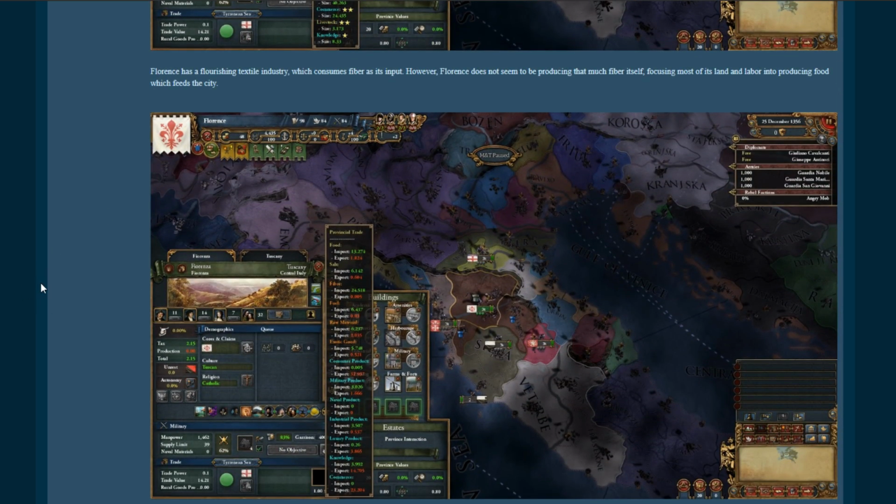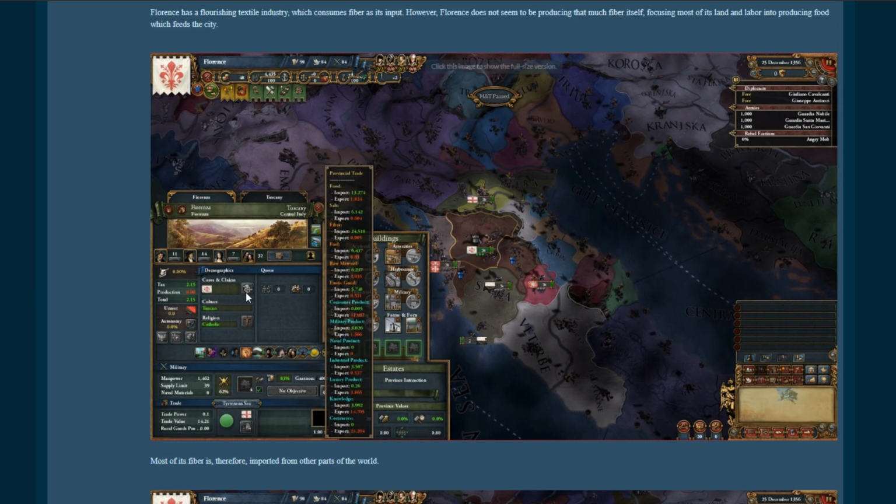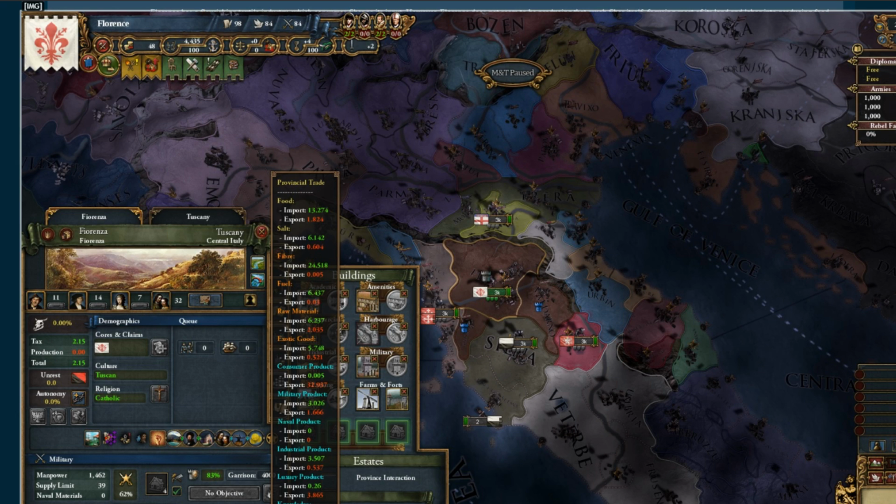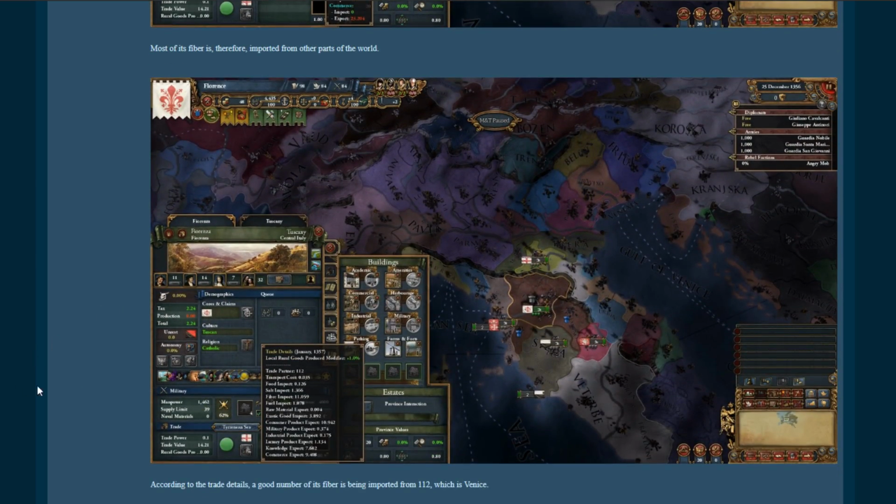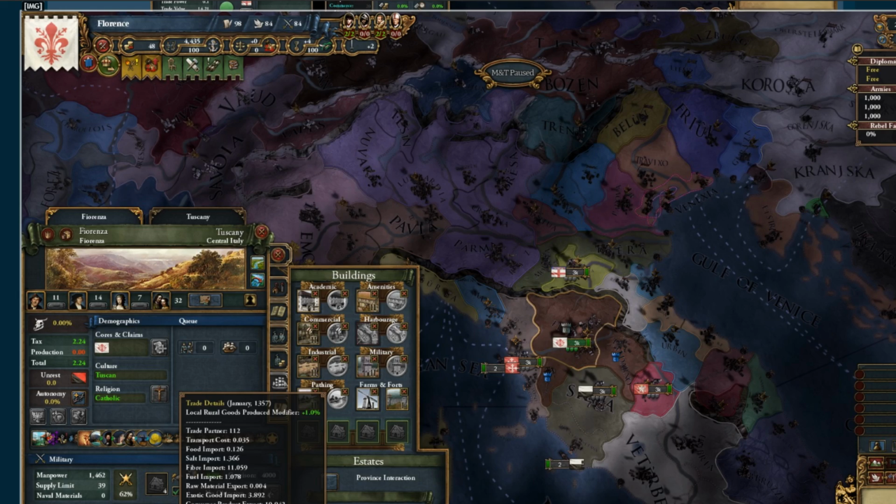Well, you check the next one, not after this one, but we see here first, fiber is imported from other parts of the world. So we have a look down at the third one, fiber, it exports 0.005, but it imports 24.518. Right? So where does that fiber come from? We have a look, and most of the fiber is coming from trade partner 112. If you check where 112 is, oh hello, this is something I haven't seen before.